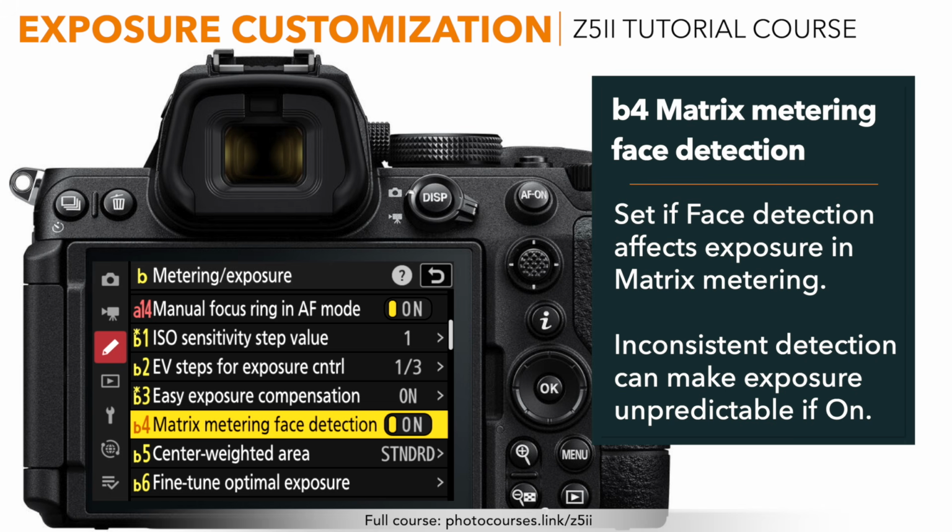Matrix metering face detection is going to apply if you are in the matrix metering mode and using subject detection. When this is on, as it is by default, the exposure is going to be adjusted for human faces when they are detected by the camera. Now, this can make it easier to get a proper exposure on a face, but it can also surprise you if you're doing other things with your exposure and it suddenly changes when a face is detected. That's why I prefer to keep it off to just preserve that matrix metering however I set it, whether or not a face is detected.